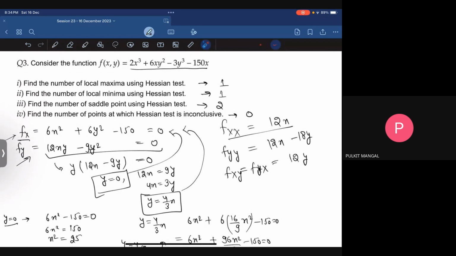Any doubt in this question? Sir, in these type of questions, I have one doubt. Sir, is it always for the point in the exam that fxy and fyx are equal, other than the diagonal element? In the Hessian matrix, other than the diagonal, you are taking the mixed partial derivatives.